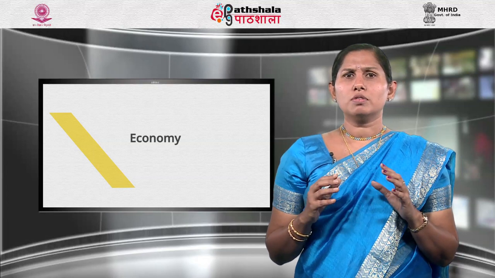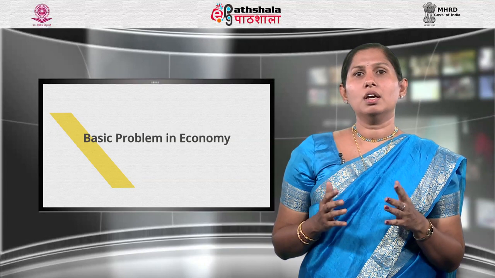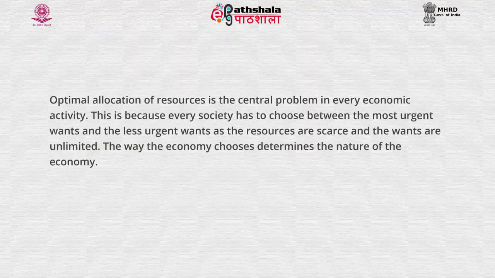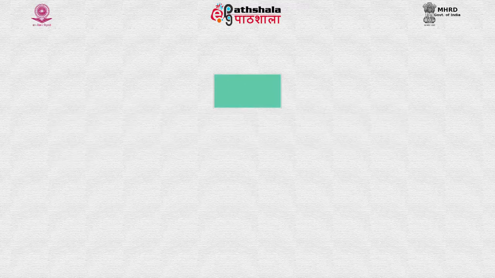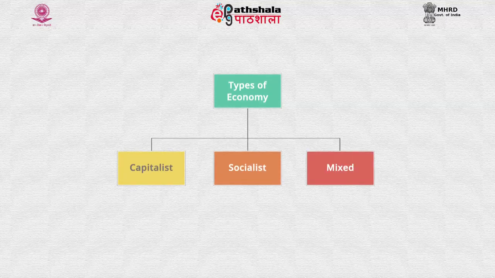We know most of the economies are faced with some problems. Do you know what is the basic problem in every economy? In every economic system, optimal allocation of resources is the central problem in every economic activity. This is because every society has to choose between the most urgent wants and the less urgent wants, as the resources are scarce and the wants are unlimited. The way the economy chooses determines the nature of the economy. This can be classified into capitalist economy, socialist economy, and mixed economy. Let's see one by one.